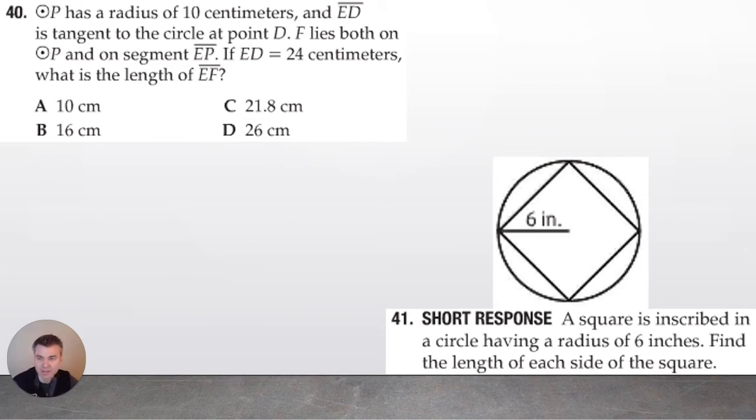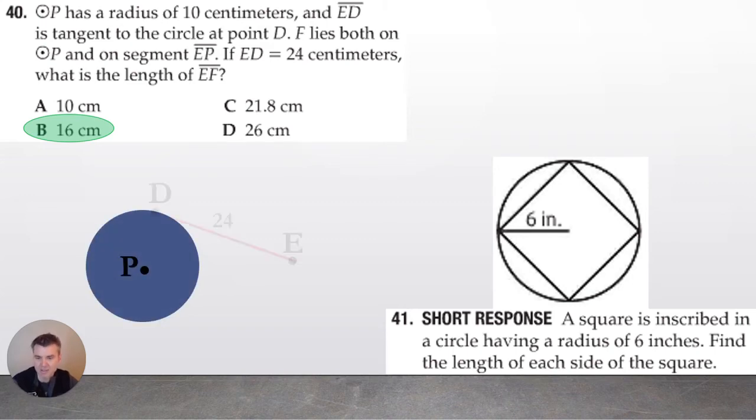Number 40. Circle P has a radius of 10 centimeters, and ED is tangent to the circle at point D. F lies both on circle P and on segment EP. This is a lot of words. You should have got the answer as B, by the way. The best way to approach this problem, draw yourself a diagram.